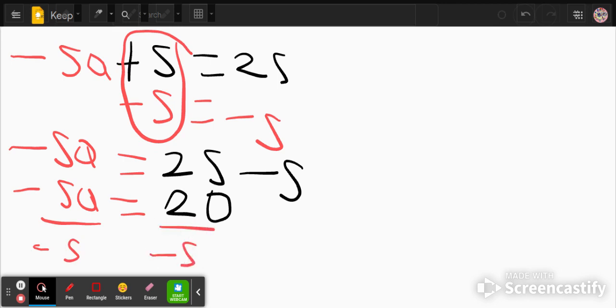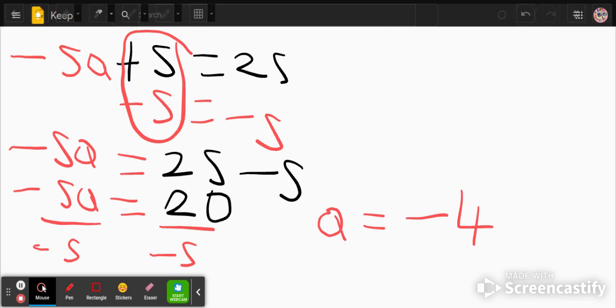we're left with a is equal to minus 5 into positive 20, which would leave us with minus 4, right? Because you know when we're dividing a positive number by a negative number, we get a negative number. So therefore, a is equal to negative 4.